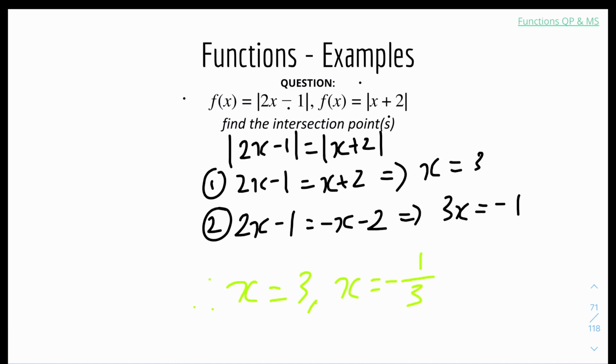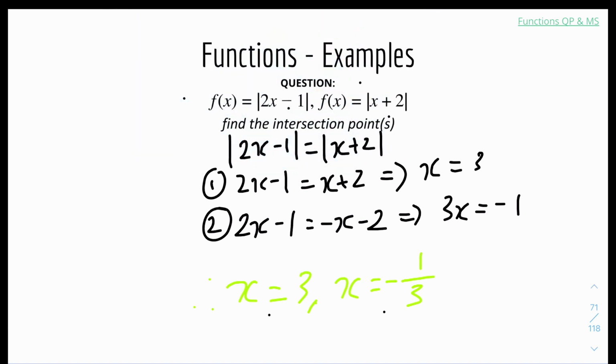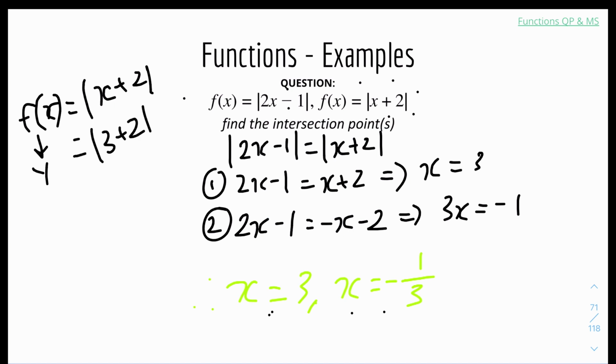So when you have the x values already, you have to find the intersection points, which means you have to find the y value corresponding to each x value. So just use the function that's much easier to find the y value from. In this case, it's this one. So f of x, or basically the y value, is x plus 2. Let's put in the first scenario where x is 3. So it'll be 3 plus 2, which is 5.